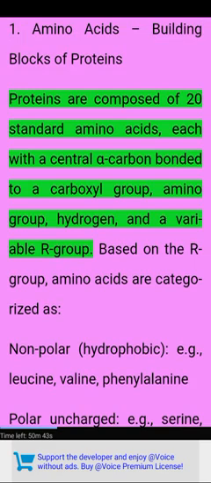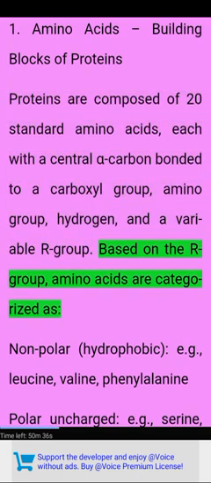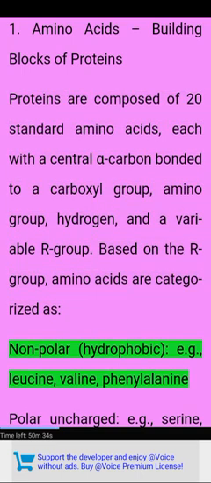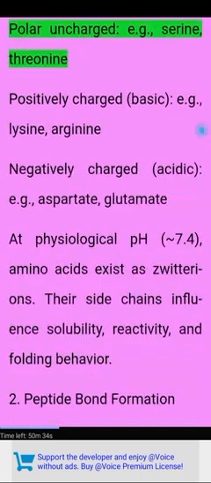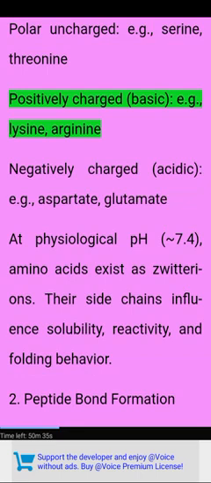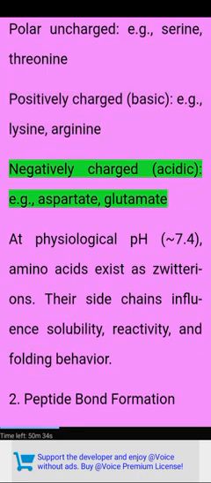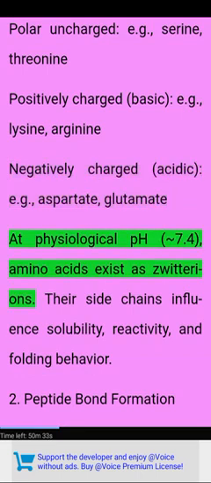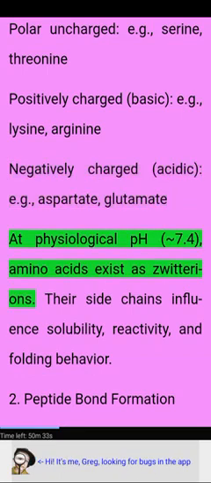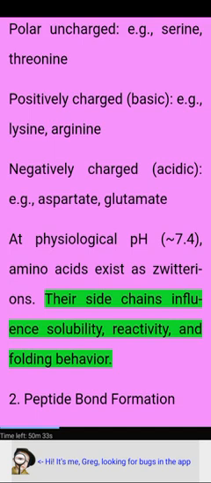Proteins are composed of 20 standard amino acids, each with a central alpha carbon bonded to a carboxyl group, amino group, hydrogen, and a variable R group. Based on the R group, amino acids are categorized as nonpolar hydrophobic, e.g., leucine, valine, phenylalanine. Polar uncharged, e.g., serine, threonine. Positively charged basic, e.g., lysine, arginine. Negatively charged acidic, e.g., aspartate, glutamate. At physiological pH, approximately 7.4, amino acids exist as zwitterions. Their side chains influence solubility, reactivity, and folding behavior.